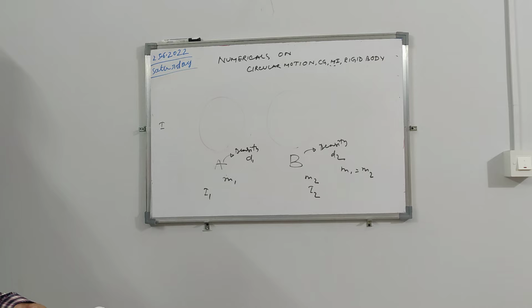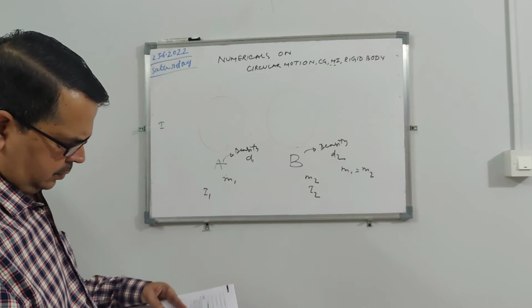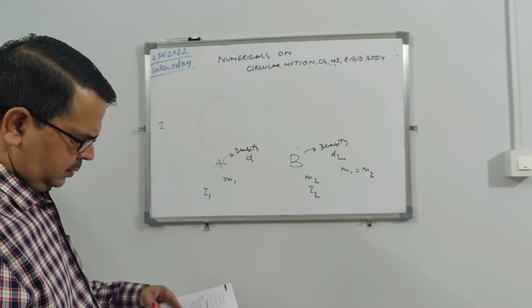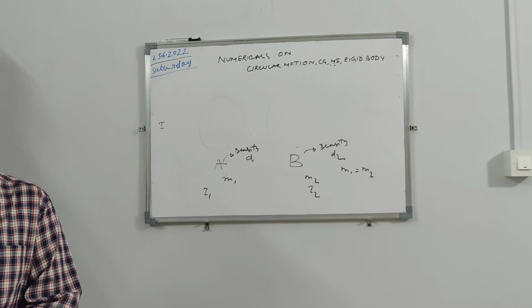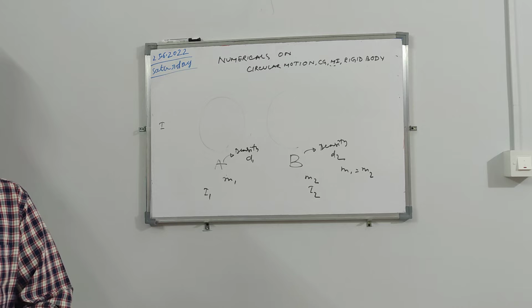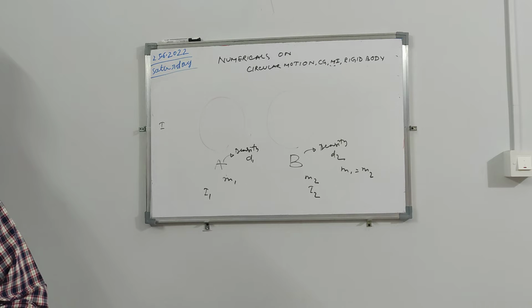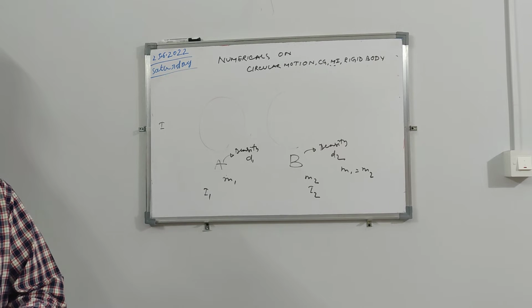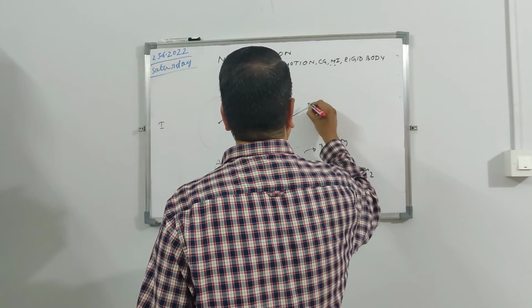Same mass and same thickness. So let the radius of this disc be R1, and let the radius of this disc be R2.